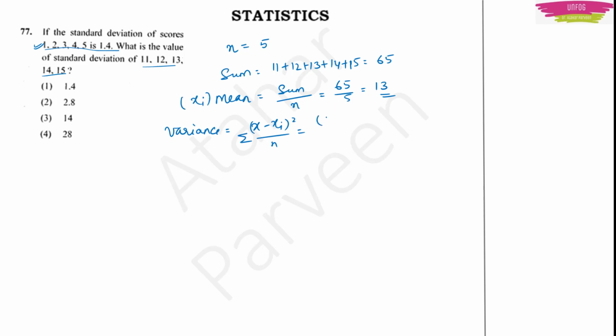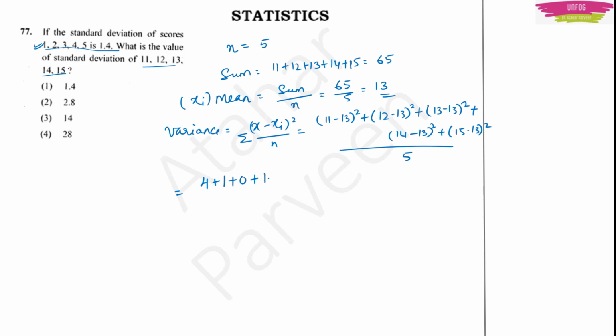So this will be equal to (11 minus 13) whole square plus (12 minus 13) whole square plus (13 minus 13) whole square plus (14 minus 13) whole square plus (15 minus 13) whole square upon 5. Okay. So this variance will lead us to: 2 square will be 4, plus minus 1 square will be plus 1, then it will be 0, then 13 minus 13 is 0, plus 1. Again 15 minus 13 will be 2, 2 square will be 4, by 5. So this will be 10 by 5, or variance will be 2.